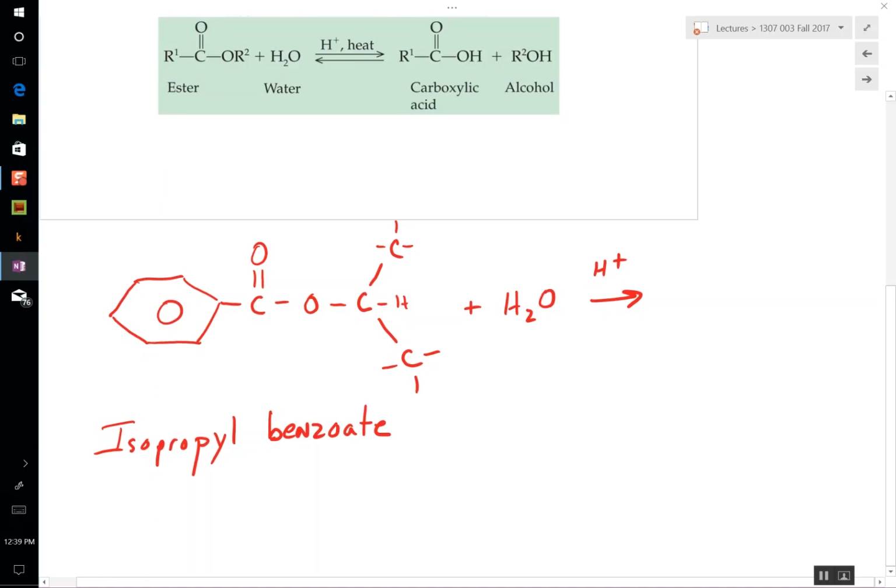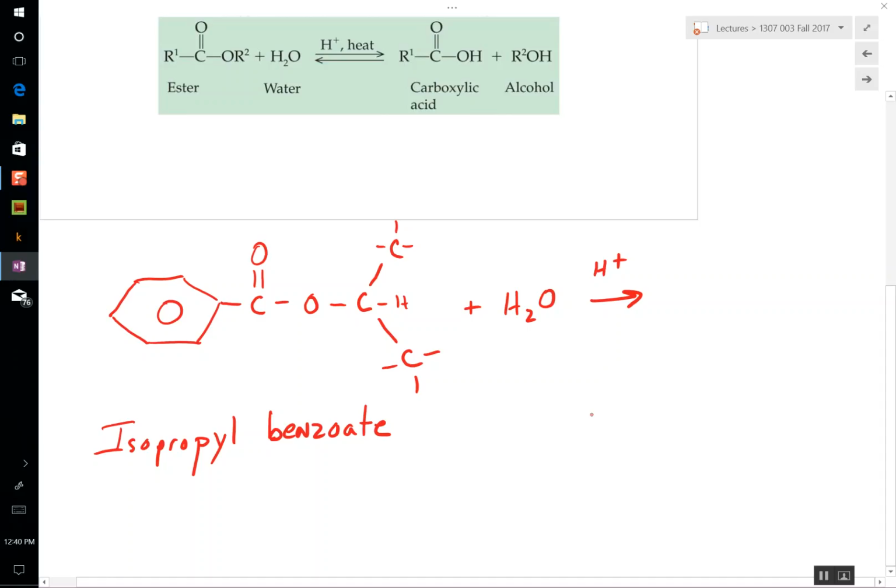Now we talk about it as acid hydrolysis, and that's just what we're indicating right here. So in the presence of some acid, sulfuric acid, hydrochloric acid, just making that solution acidic, it'll hydrolyze. And benzoic acid? All right, so benzoic acid.